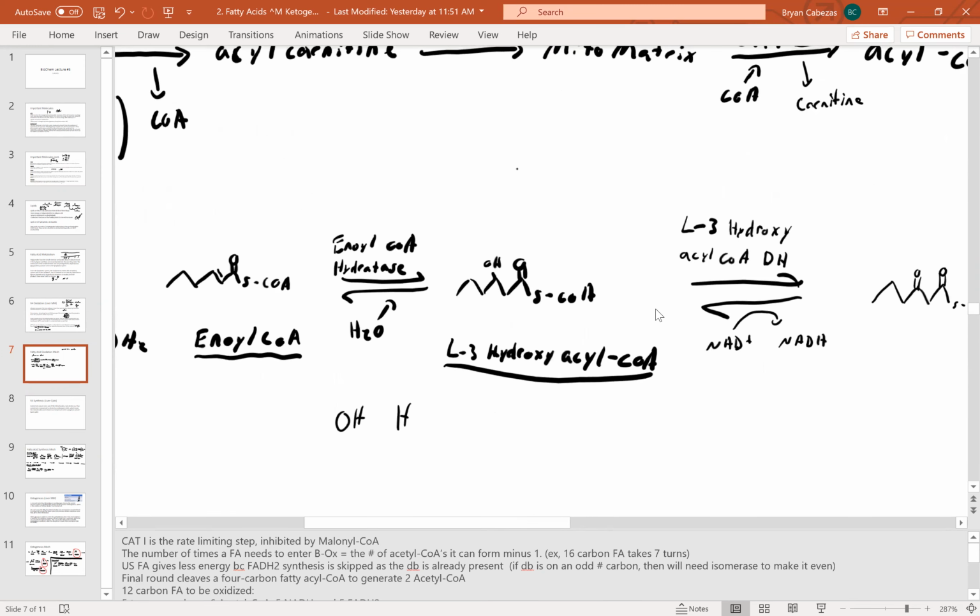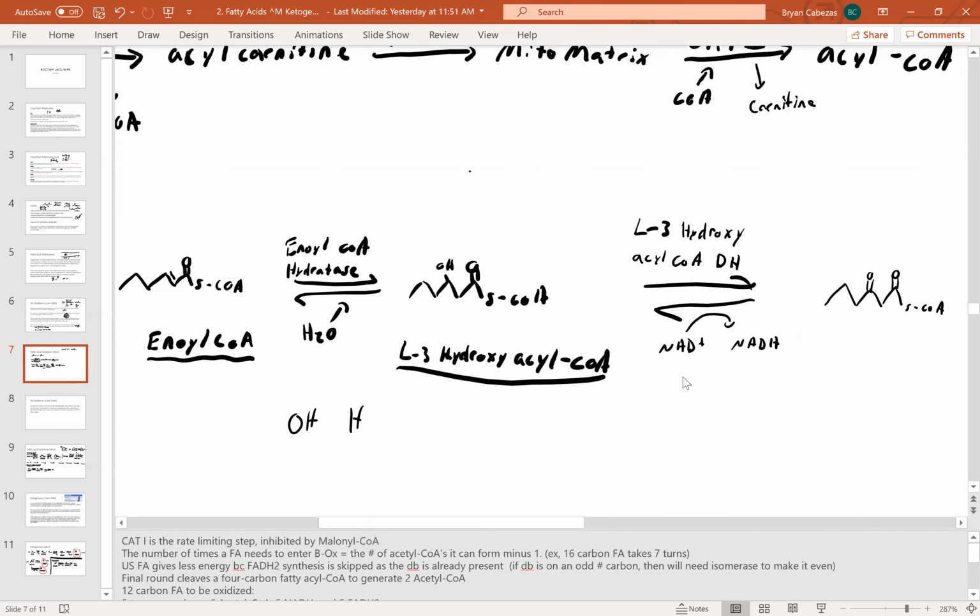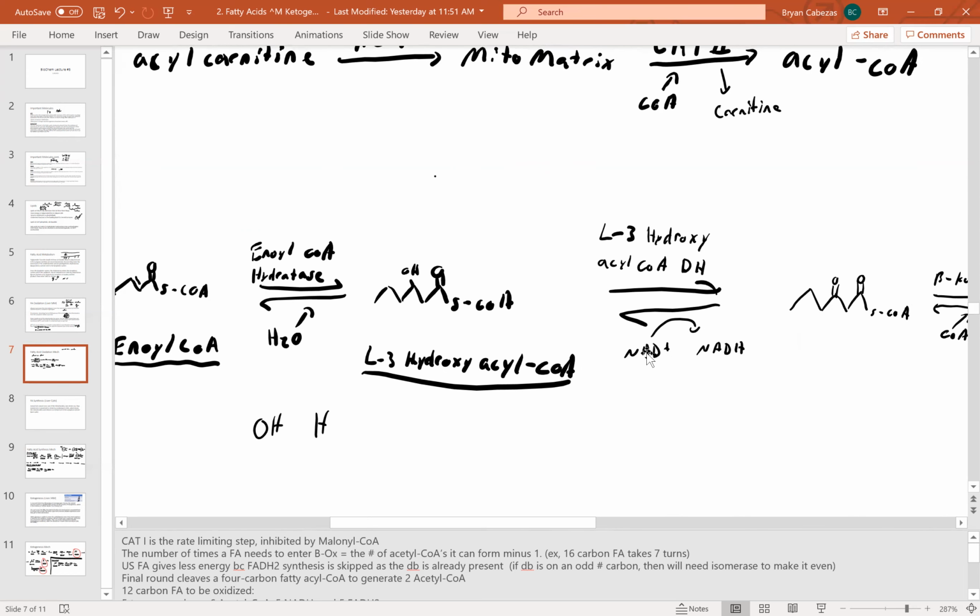So next we have the L3 hydroxyacyl-CoA. So it's 1, 2, 3 carbons away. That's why it's called L3. L is just indicating the direction in which the OH group is pointing. So the L3 hydroxyacyl-CoA is then going to be oxidized by NAD+.